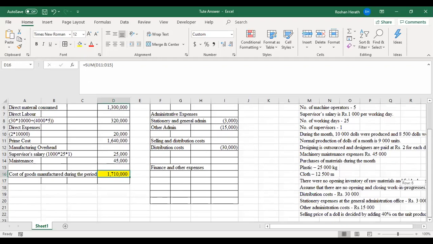Cost of the goods that you manufacture during a period. What is that? This is what we call the production cost.